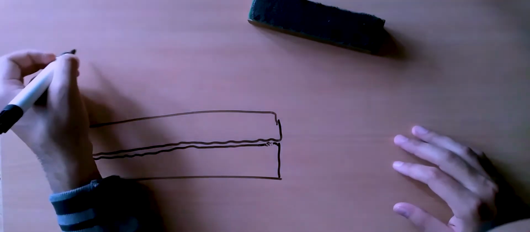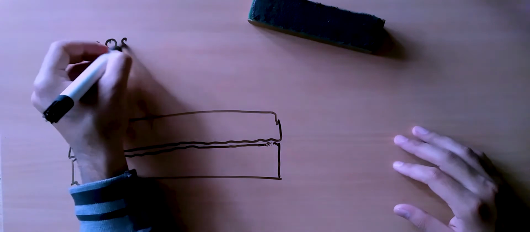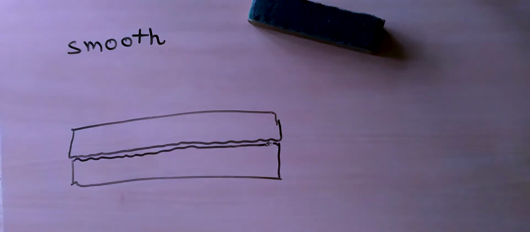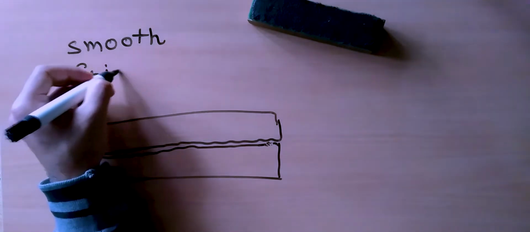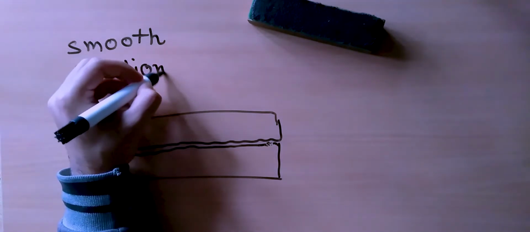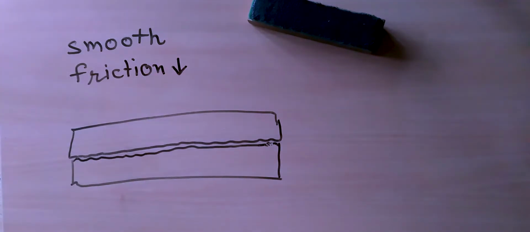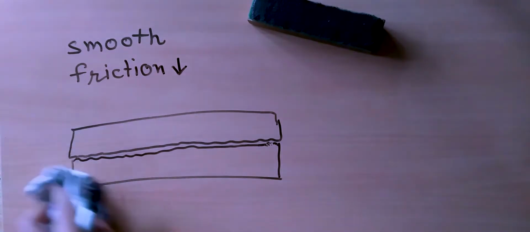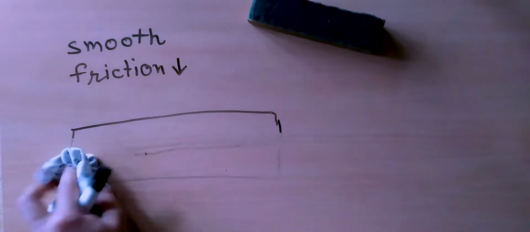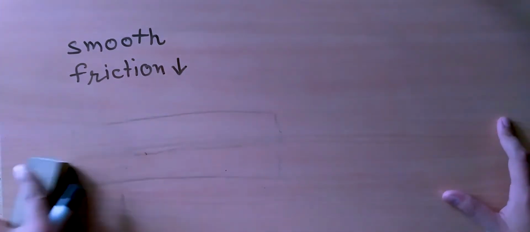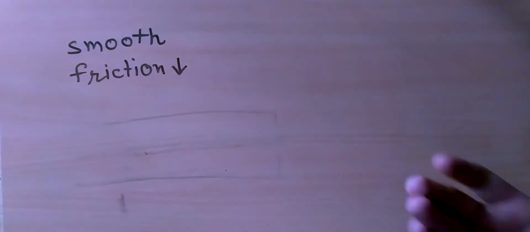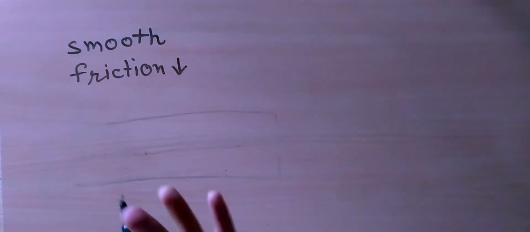Therefore we can see that if something is smooth, then the friction is low. That is one case, because if something is smooth, you have fewer irregularities, and because the irregularities are fewer, there will be less interlocking, and that will allow easier sliding of two objects, and the friction will be low.